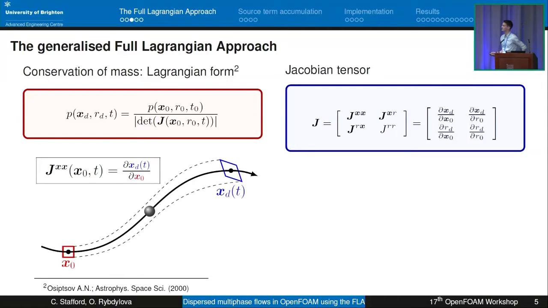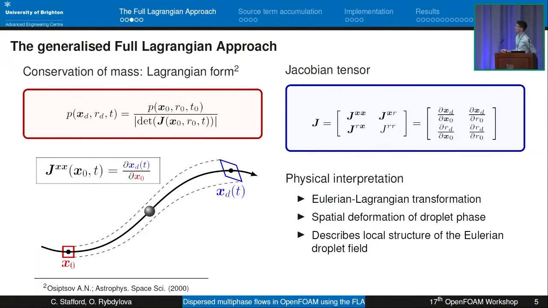So if we want to consider this intuitively in terms of the spatial block, if we start off on a trajectory and we take a given element, say a square, what this Jacobian tells us is how that square deforms as we move along a trajectory. Physically, this is known as the Eulerian-Lagrangian transformation. It tells us directly the influence that a given droplet will have upon the Eulerian domain, which can be very useful. And so it tells us all about the deformation of the droplet phase spatially, and therefore the local structure of the Eulerian droplet field.